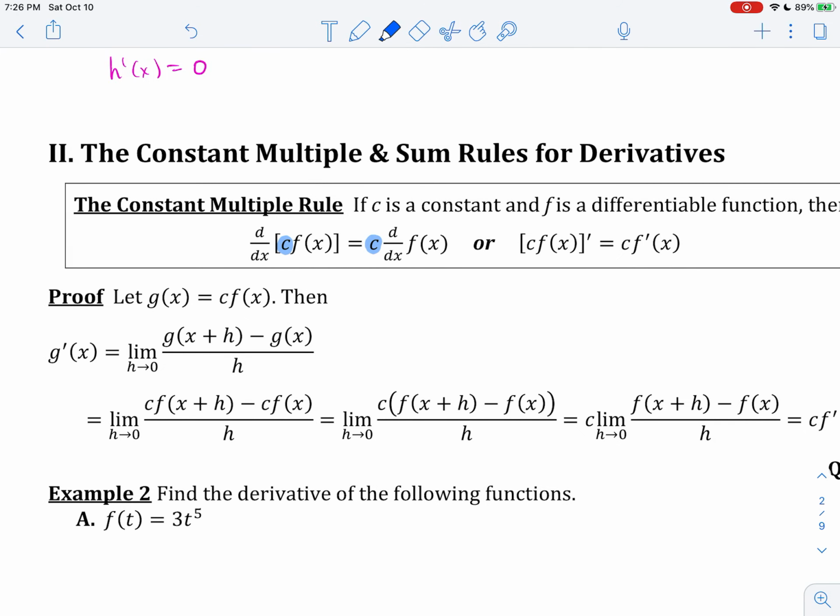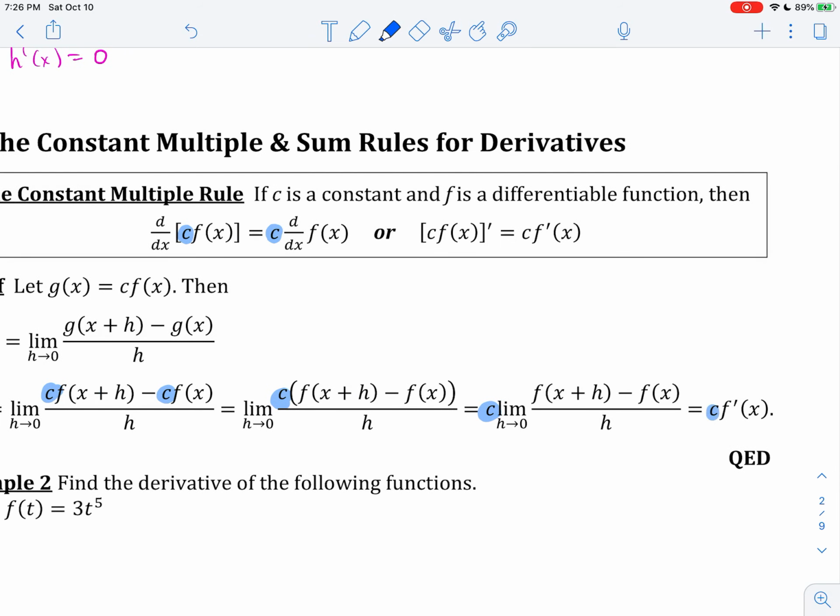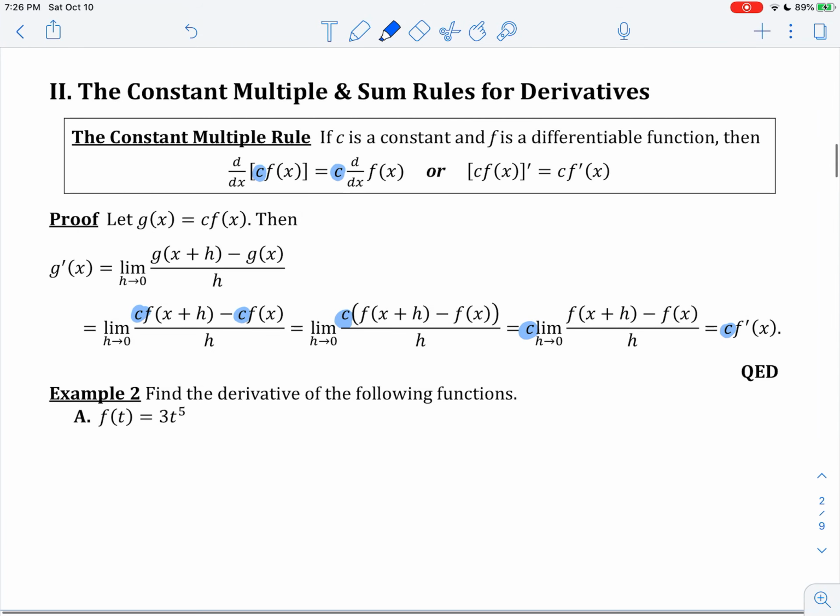All right. And so here's that proof. If we just let g of x equal c times f of x, then the derivative g prime of x is the limit as h goes to 0 of g of x plus h minus g of x over h. And we just plug in our value, c times f of x plus h minus c times f of x. We can factor out the c, and then we can take that constant out of the limit. And so we can see that that's equal to c times f prime of x.